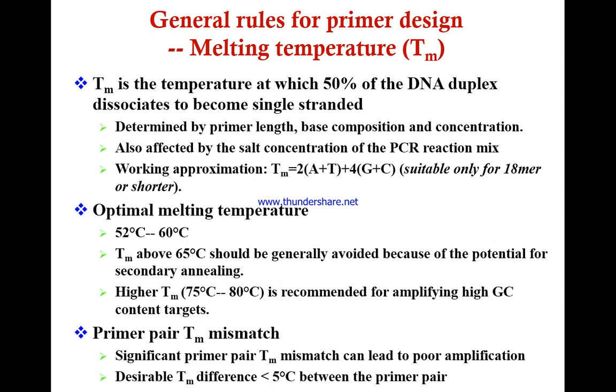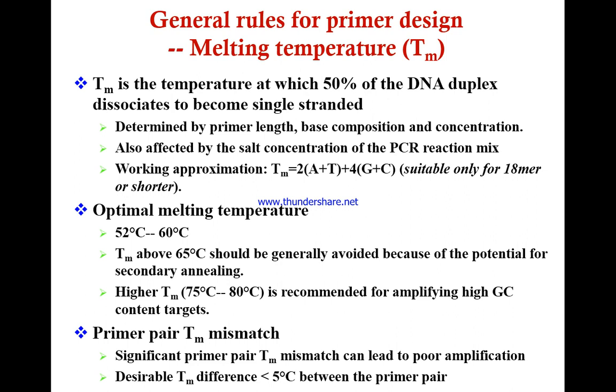Higher Tm, 75 degrees centigrade or 80 degrees centigrade, is recommended for amplifying high GC content targets, because G and C are very tightly bound. For denaturation of them, we need higher temperature.